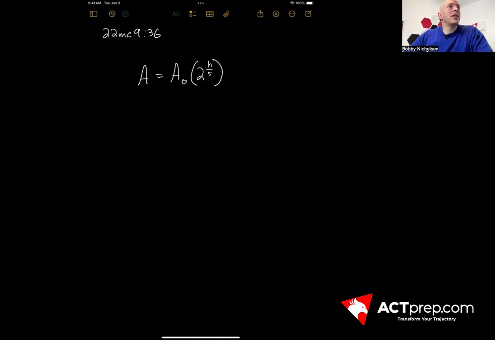The total amount of a certain substance present in a laboratory experiment is given by the formula A equals A0 times 2 to the H over 5, where A is the total amount of the substance H hours after an initial amount A0 of the substance began accumulating. Which of the following expressions gives the number of hours it will take an initial amount of 10 grams of the substance to accumulate to 100 grams?